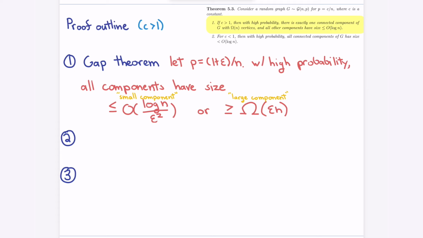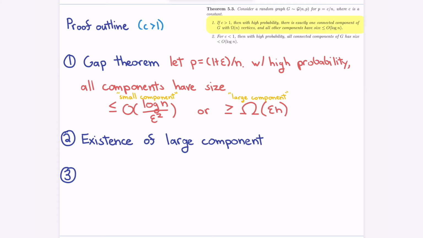What we're going to show is a certain dichotomy theorem. We're going to show that all the connected components are either pretty small, of size at most log n over epsilon squared, that'll be the dependence on epsilon, or really big, at least epsilon times n. And there'll be nothing in between. That's the real key point of this theorem. It doesn't show that there exists a big component, but it shows there are no middle-sized components.